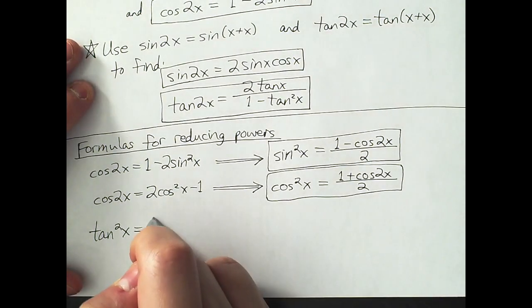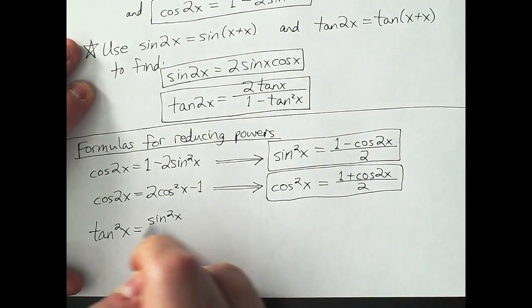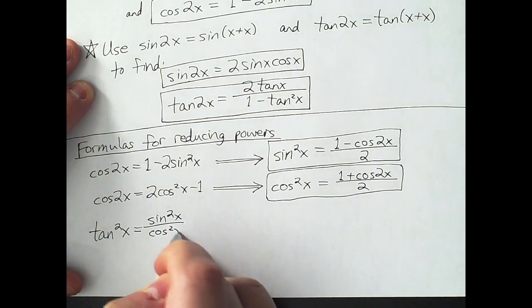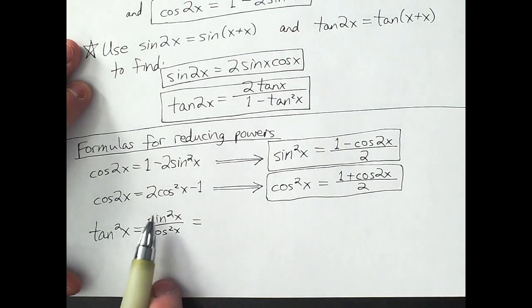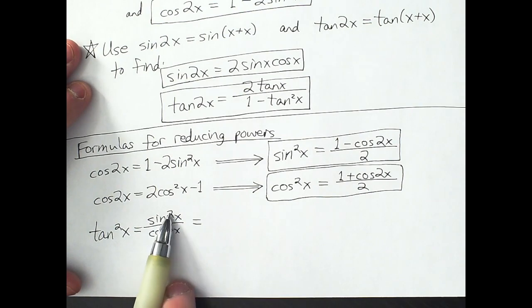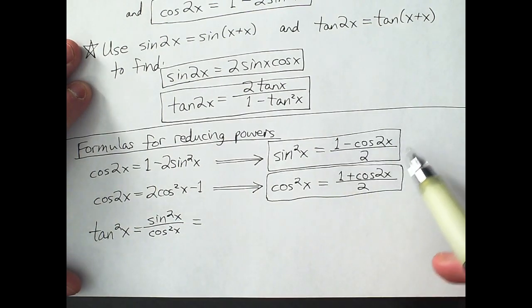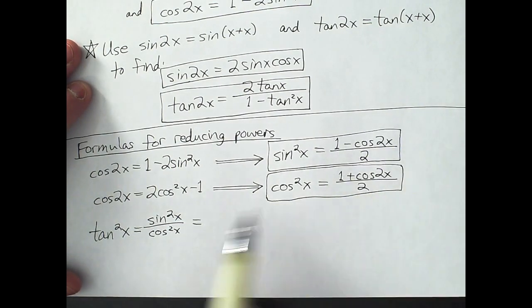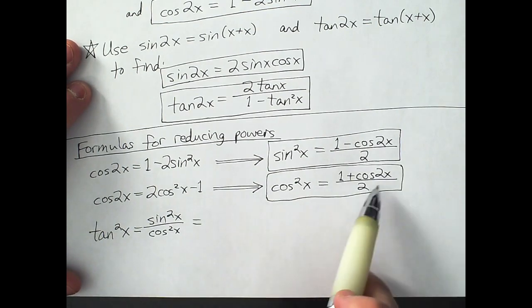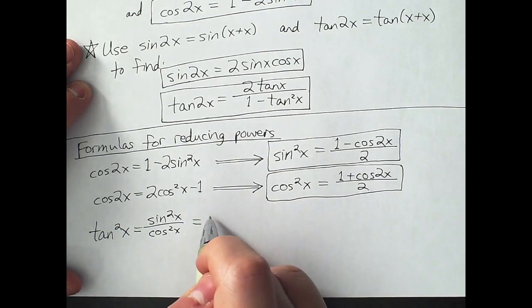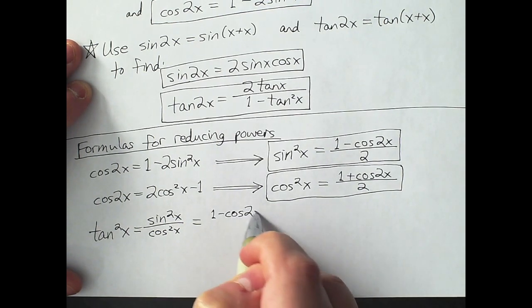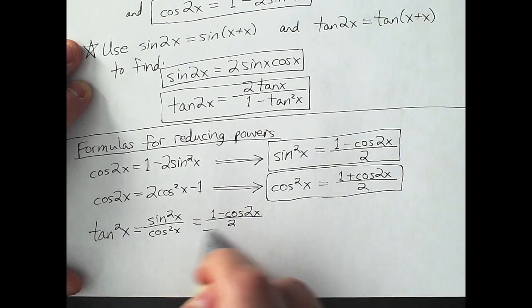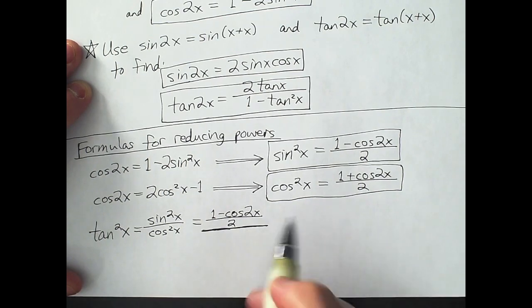What I'm going to do is use the fundamental identity, that tangent is sine over cosine. So tangent squared is sine squared over cosine squared. And up top, I'm going to replace sine squared x with this thing we just found. And on the bottom, I'm going to replace cosine squared x with this thing we just found. So it's kind of like putting one identity over another. And then we'll see if it simplifies. Put a big division bar there.